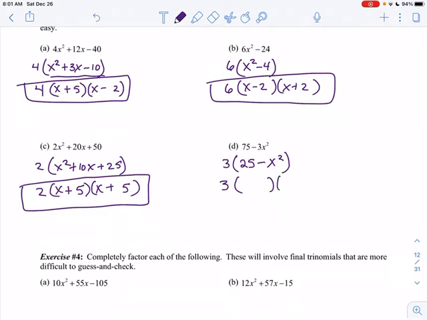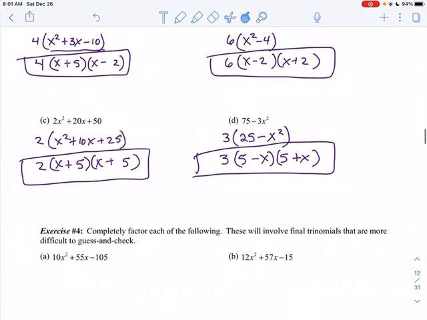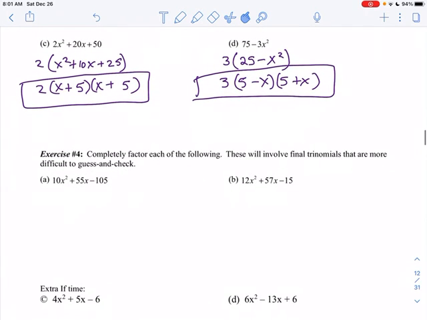And 25 minus x squared is the difference of two perfect squares. It's just written backwards, but 5 times 5 is 25, and it's a negative x and a positive x. So just be careful on that because it's written backwards. It's the x's that have the negative signs.